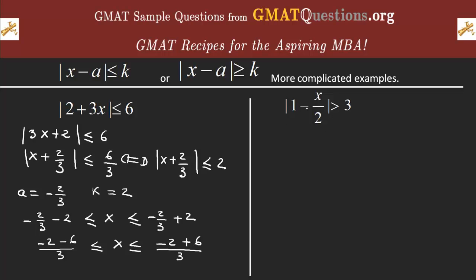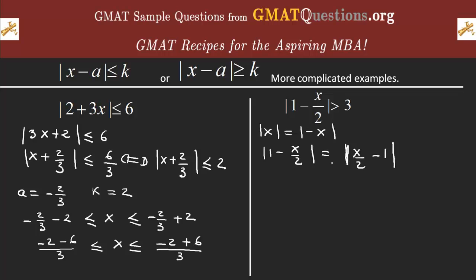In this case, again, we're going to switch the x over 2 and the 1. But before we do that, I want you to remember that the absolute value of x is equal to the absolute value of negative x. Remember that. So because of this, we can say the absolute value of 1 minus x over 2 is the same as the absolute value of x over 2 minus 1. I hope you'll agree. Because this is just the opposite of that.